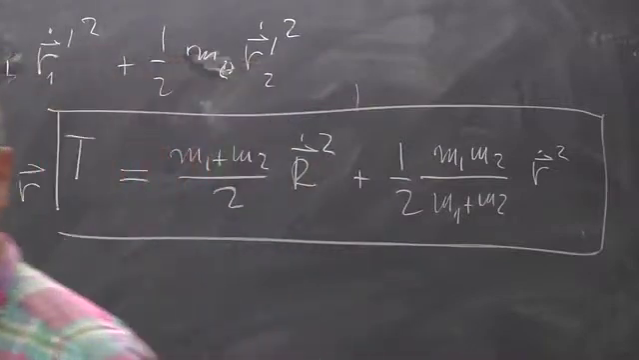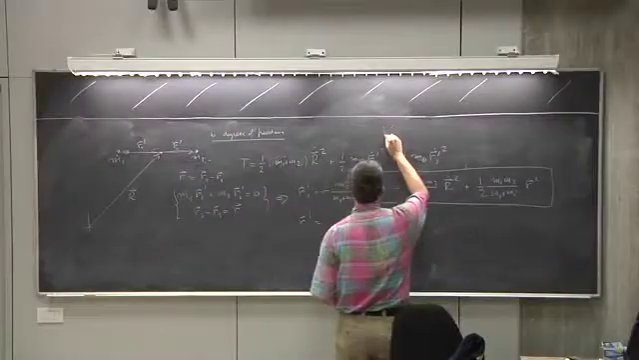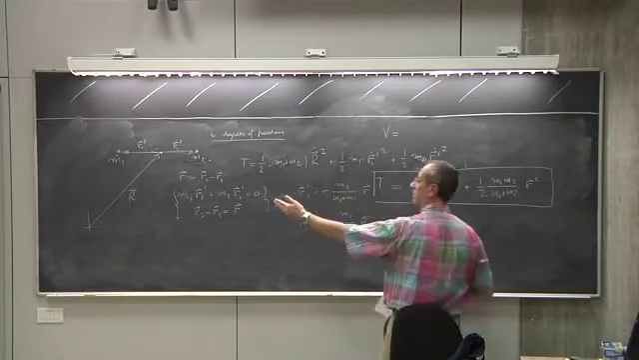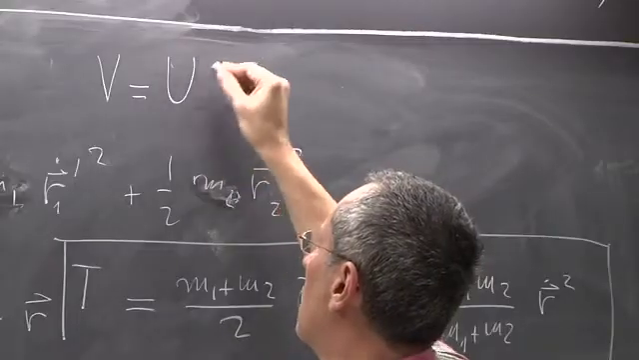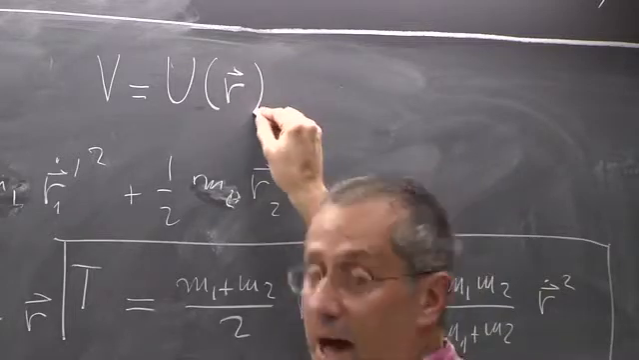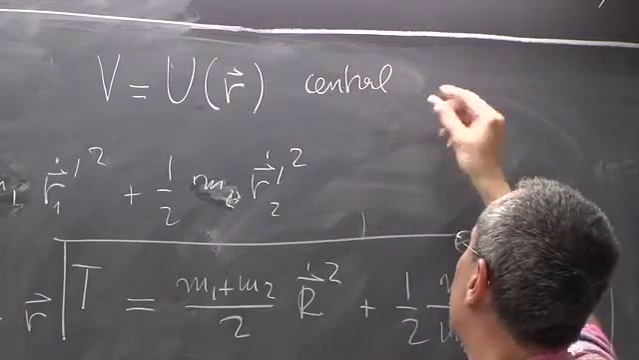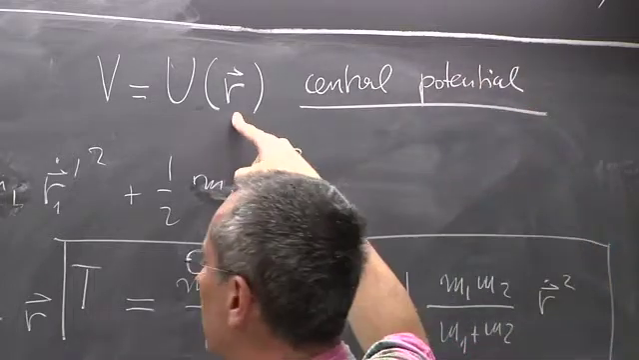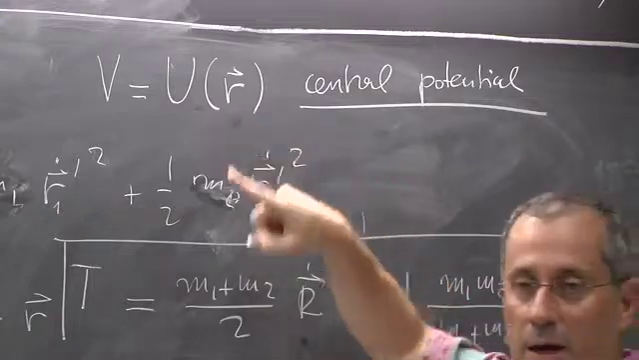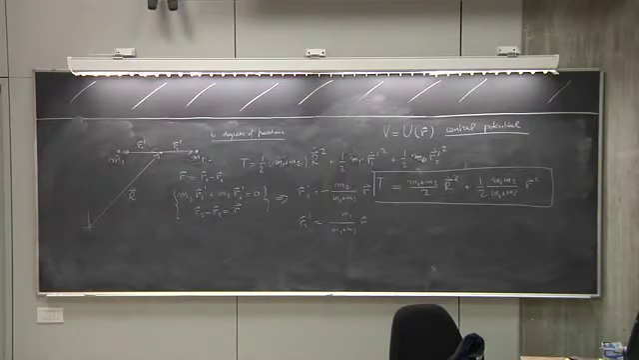And as I said, I'm thinking that the force is a central force. That means the potential that I have to write before I can write the Lagrangian is a function only of the little r, by definition of a central force, and by extension, the central potential. It does not depend on big R. It depends only on the relative distance, okay? Like Newton's gravitational force.